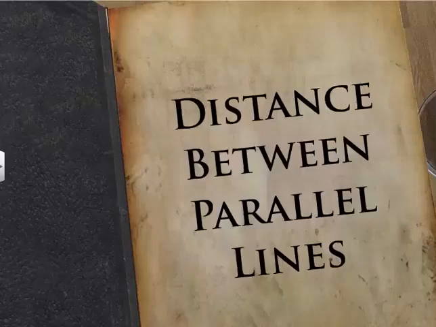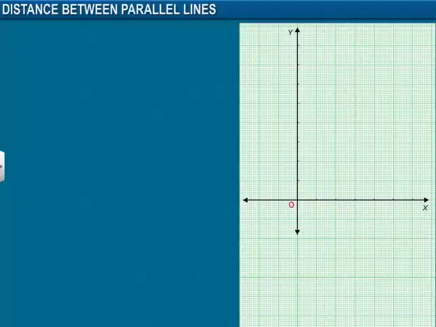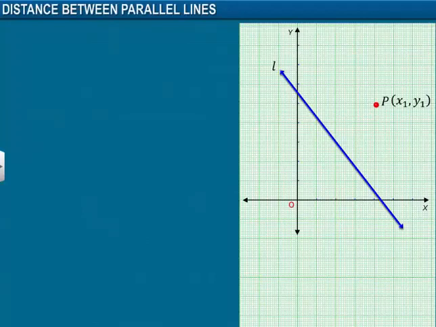In this module, you will learn to find the distance from a point to a line and the distance between two parallel lines. Consider line L and point P in a coordinate plane. The distance from point P to line L is equal to the length of perpendicular PM drawn from point P to line L. Let this distance be D.